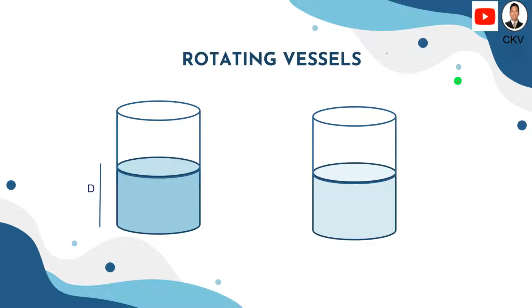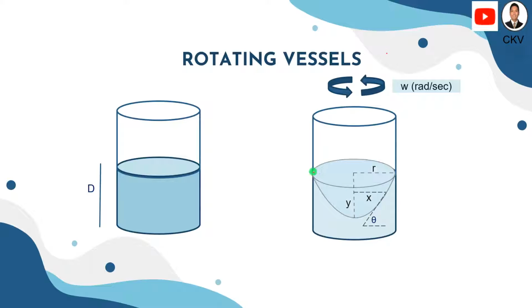For rotating vessels, say for example, we have here a cylindrical container which is partially filled with liquid. If the container is rotated at a certain angular velocity, the liquid surface changes and it forms a vortex which is in the shape of a paraboloid. So there is an equivalent depth depending on how fast the rotation of the container is.